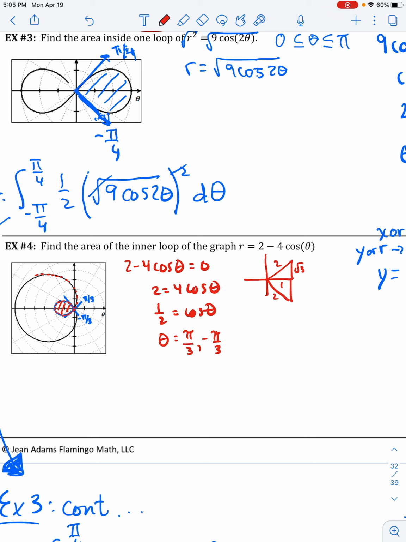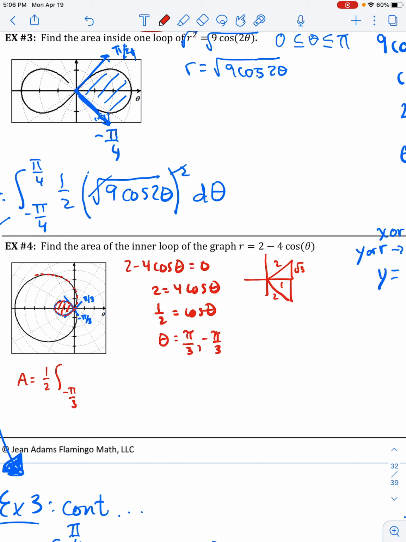You could have used, what could you have used? You could have used 5 pi over 3 to 7 pi over 3, I think would have done it. But anyway, there's other ways. It's just that this one I think is the easiest.